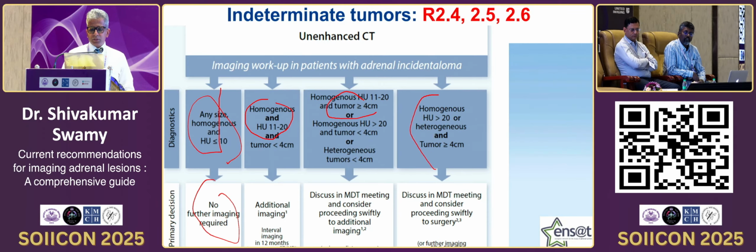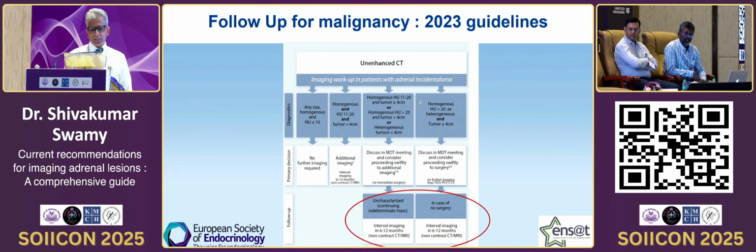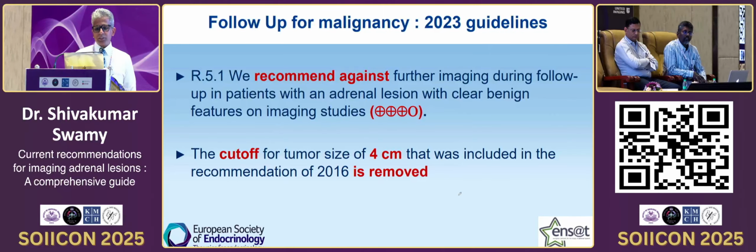And of course, the tumors which are HU of 4, 20 or heterogeneous or more than 4 centimeters obviously have to be discussed. In the follow-up, if it is uncharacterized or continues to be intermediate, or stable in size, you further do interval imaging after 6 to 12 months and do the assessment. In case it is not fitting into any of the criteria, push for the surgery and then do an interval imaging just to assess.